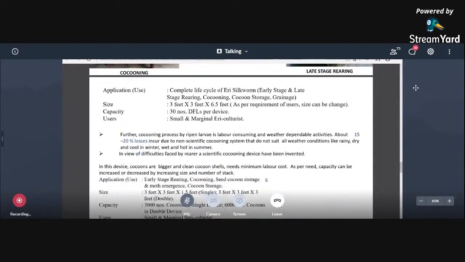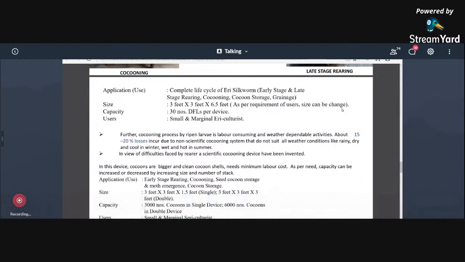Okay, next please. So the size is 3 feet by 3 feet by 6.5 feet. It can be scaled according to need, and 30 DFLs can be reared, and these 30 DFLs will give about 6,000 cocoons. Further, the cocooning process by ripened larvae is labor-consuming and a weather-dependent activity. While commercial rearing is going on, the cocooning process itself is labor-consuming and time-consuming. We have to engage so many laborers for cocooning the ripened larvae and harvesting the cocoons. About 15 to 20% loss is incurred due to non-scientific cocooning systems that do not suit all weather conditions: rainy, dry and cool in winter, wet and hot in summer.